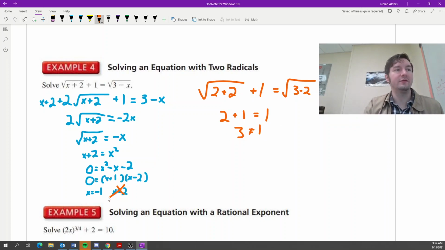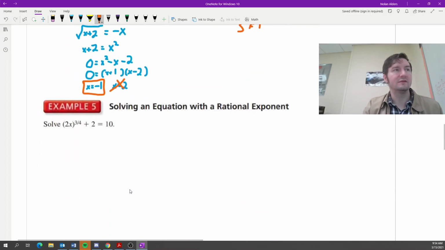It does not work. But if we test the negative 1, then it does work. And I won't go through that right now, but just trust me. If you plug in negative 1, it does work. So this is our solution. x equals negative 1. x equals 2 is an extraneous solution.